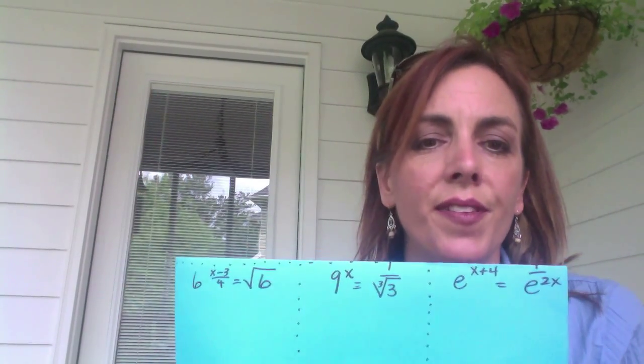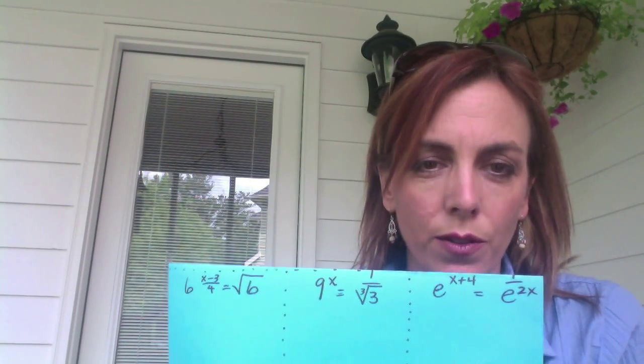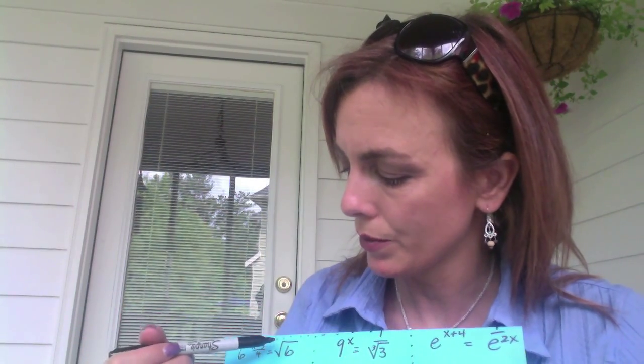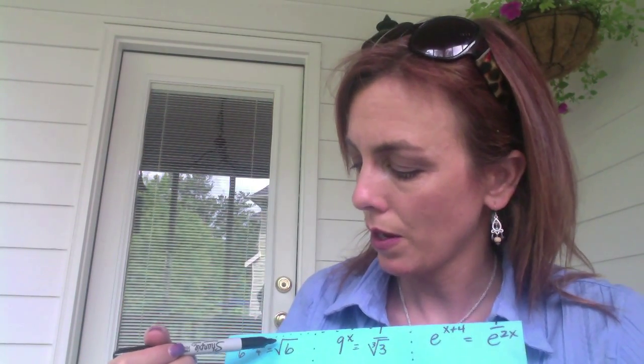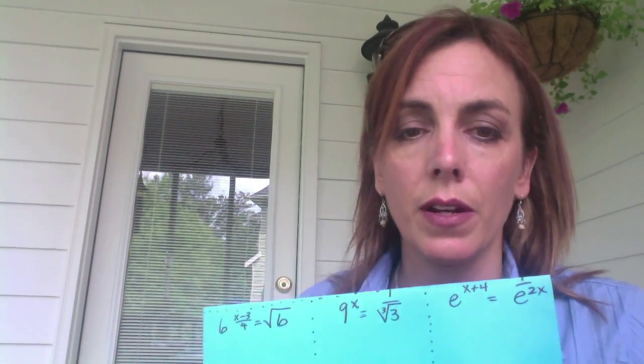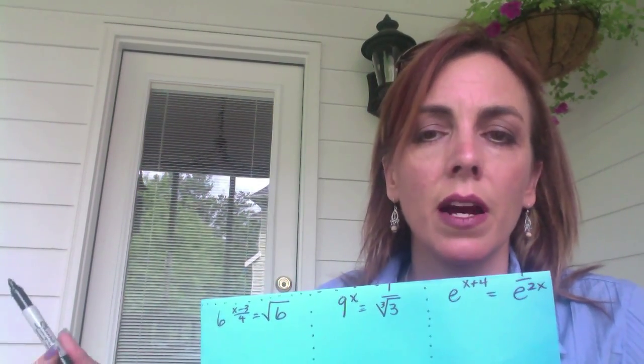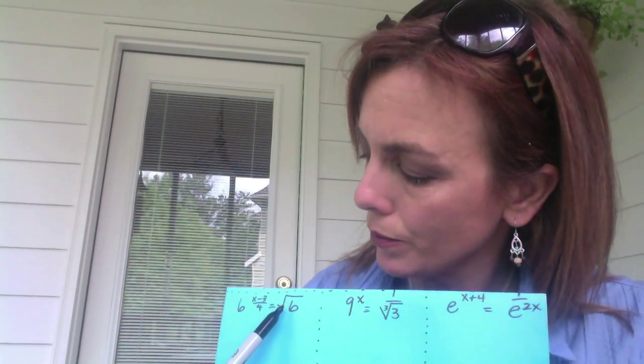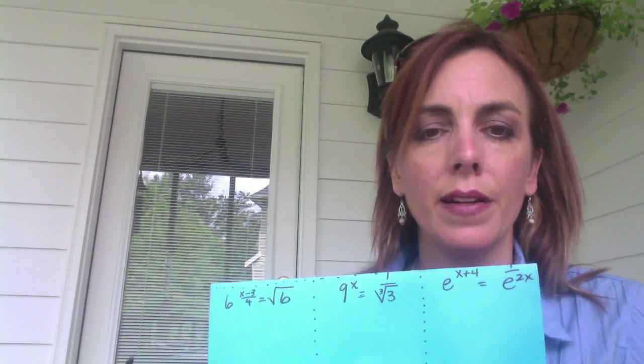examples. We're going to start with these. 6 raised to the x minus 3 over 4 power is equal to 6, or I'm sorry, this is the square root of 6. Okay, so obviously our base is 6. That's easy. But how do I write the square root as a power, as an exponent?